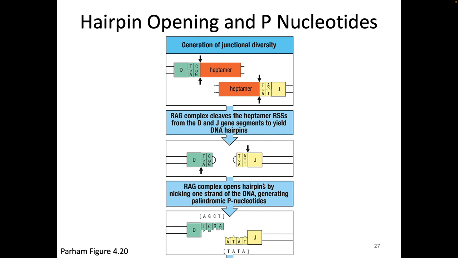And you can see in this case, we opened 2 base pairs too far this way, and we got these 2 extra base pairs. We got open 2 base pairs too far this way on the J. We got these 2 extra base pairs. And so let's look at specifically what is going to happen here.